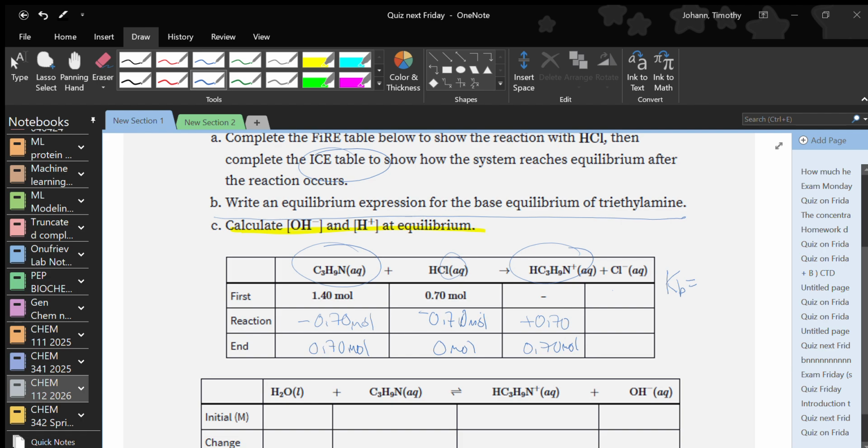Yes? Why does Cl not have anything? Cl could have stuff. It just isn't important for us determining pH. So for every HCl that goes away, we're going to get 1 Cl, but it's a great question. And then we're going to have that much Cl at the end.